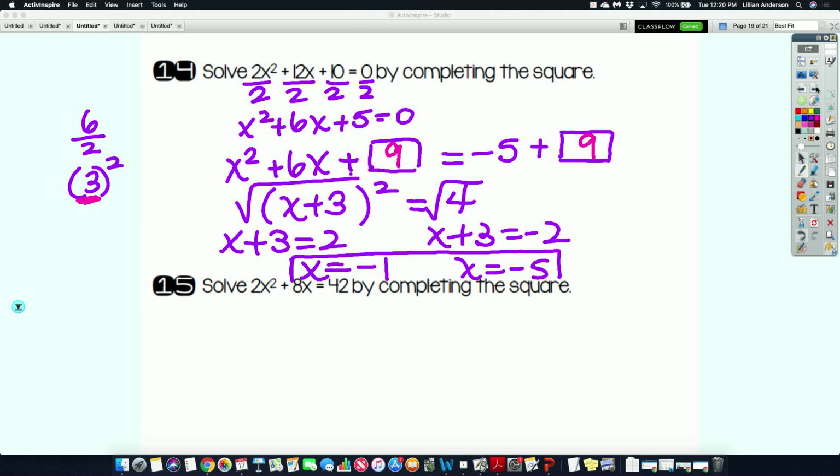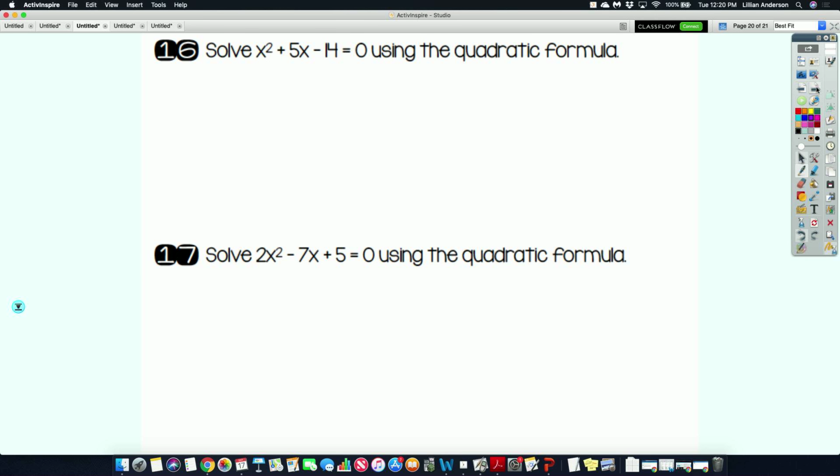Let's talk about the quadratic formula. First off, what is the quadratic formula? Negative b plus or minus square root of b squared minus 4ac all over 2a. Yes. You need to know this. You need to memorize the quadratic formula.